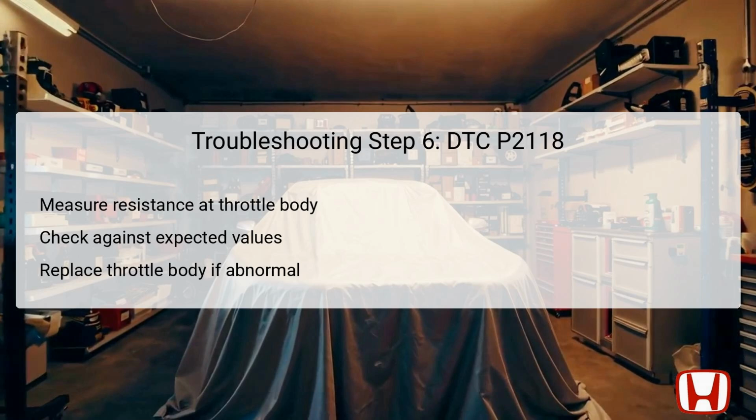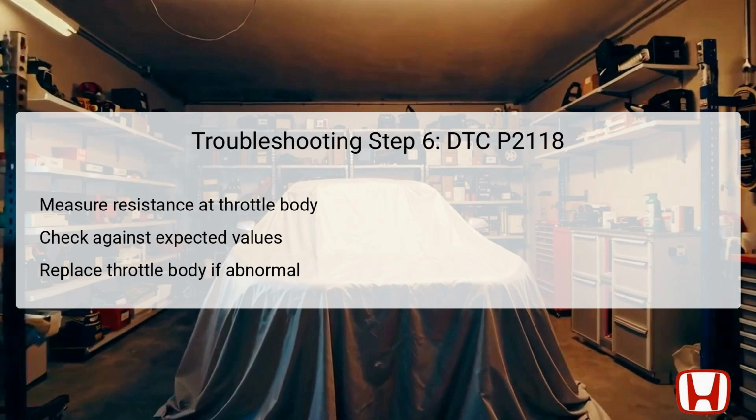The expected resistance values should fall between approximately 1.2 ohms and 1.0 kilo-ohms. Anything outside this range can indicate an internal malfunction of the throttle actuator. Such a measurement is crucial, as it directly reflects on the actuator's performance capabilities.